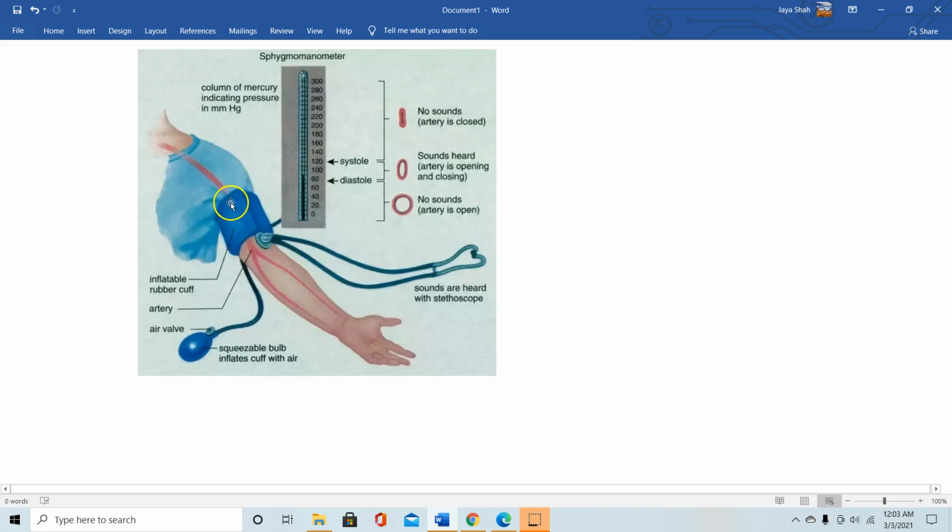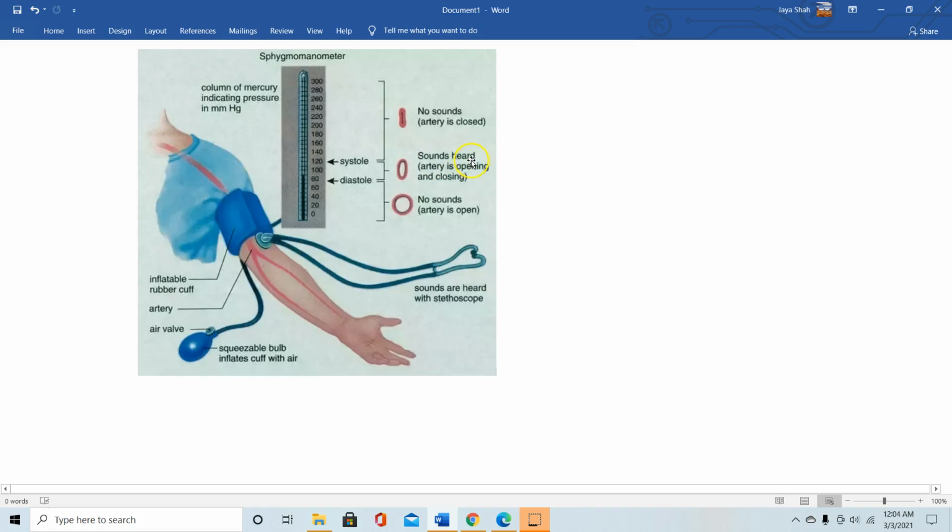Due to the turbulent flow of blood through this artery under the inflatable rubber cuff, the sound is heard for the first time, and that first sound is called the Korotkoff sound. The Russian scientist Mr. Korotkoff first measured blood pressure this way and found this method. That's why we call the first sound of the blood pressure the Korotkoff sound. When you hear that first sound, that is the systolic blood pressure, and that is due to the artery opening.